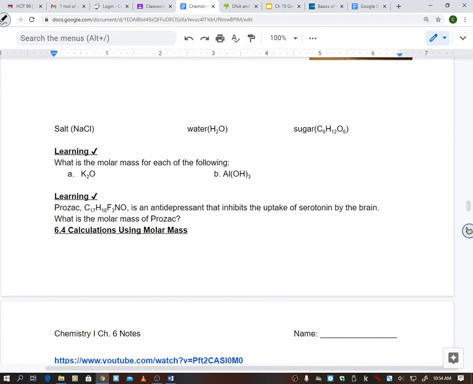All right, so for this learning check, maybe pause it if you want to. Make sure that you are understanding how to get these numbers and that you're getting the right thing. But I'm going to go ahead right now and give the answers. Potassium, if you look at potassium on the periodic table, it is 39, and there are 2 of them.